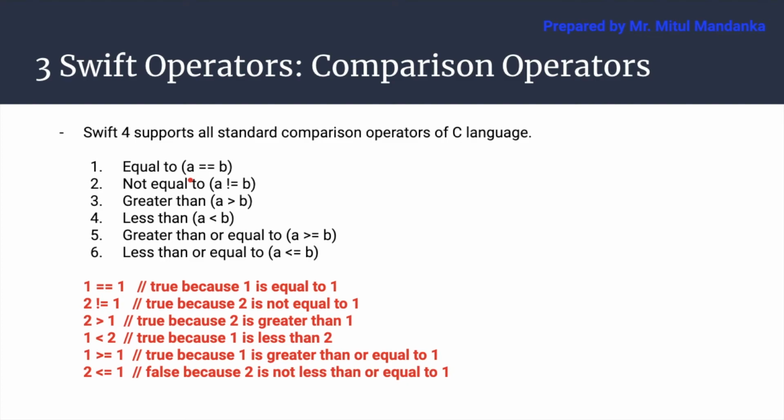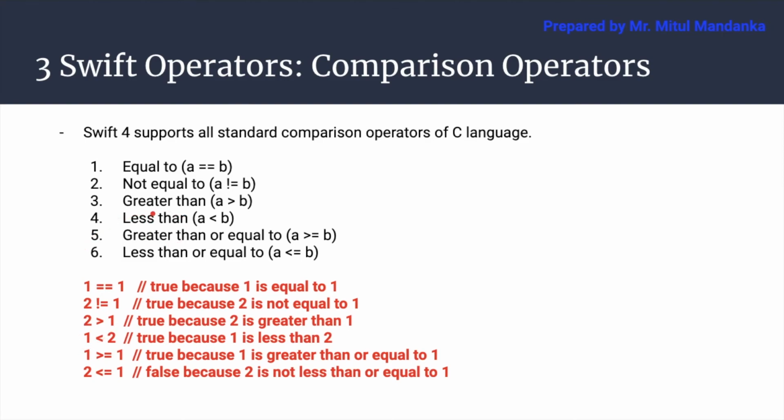Then after, not equal to. Not equal to works the same way as equal to, but we put an exclamation mark on the left-hand side. You can check that if 2 is not equal to 1, it will return true because 2 is not equal to 1. Another comparison operator is greater than, like value of a greater than value of b. If the value of a is 2 and the value of b is 1, the result will be true because 2 is greater than 1.